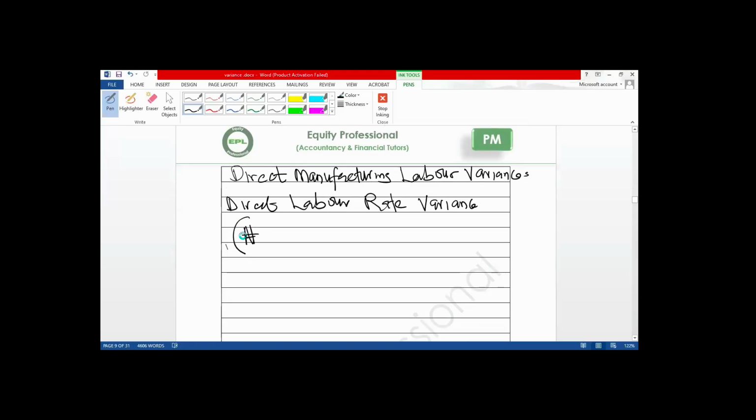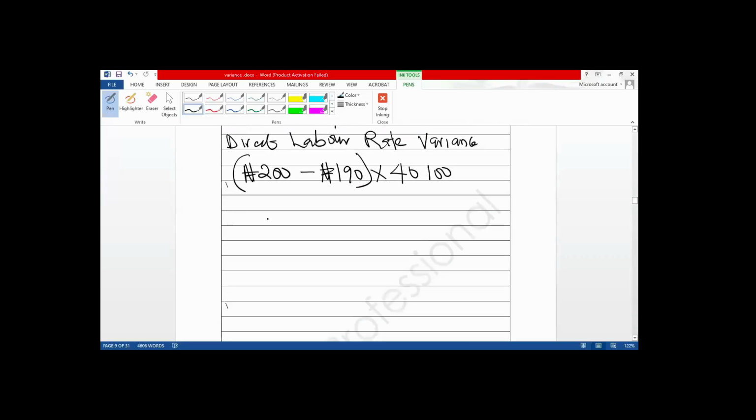Standard labor rate, 200 naira per hour, minus actual labor rate, 190, multiplied by actual labor hours worked, 40,100. What do you have here? 401,000 favorable. Our plan is to pay labor 200 naira, but eventually we pay them 190 naira. That means we have saved costs.